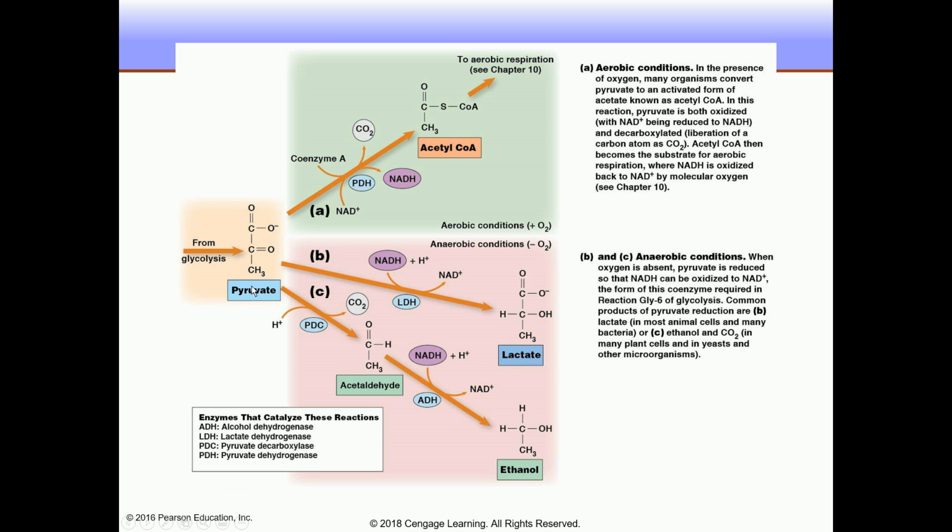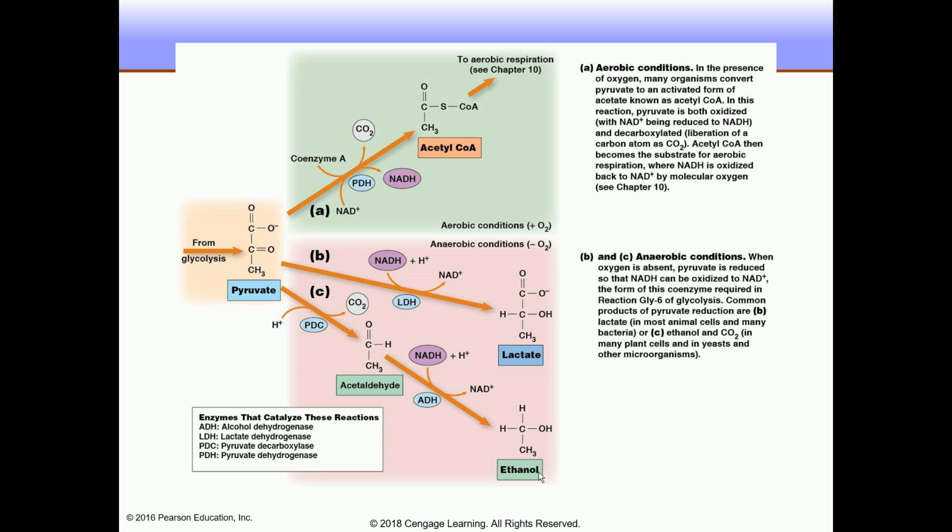In this step, pyruvate is first of all converted into acetaldehyde. Pyruvate has 3 carbons, acetaldehyde has 2 carbons. So where is the third carbon going? It is released in the form of carbon dioxide. And then this acetaldehyde accepts the electrons from NADH and gets converted into ethanol. So these are two different kinds of fermentations. Fermentation is an anaerobic process. It takes place in the absence of oxygen.